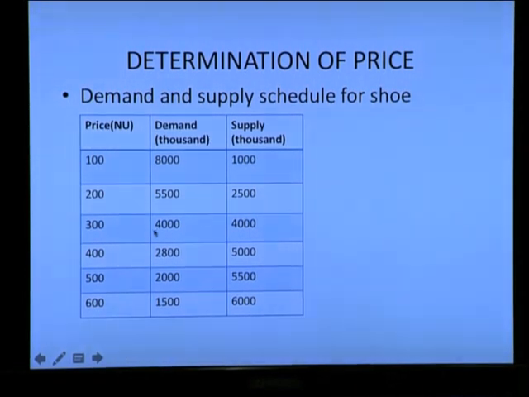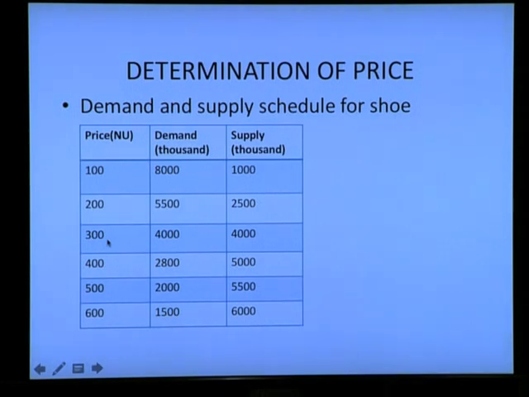To have a better understanding of the determination of price, we will look into the reasons why no other price than Nultrum 300 in this case can be the equilibrium price. Let's consider the prices that are higher than the equilibrium price. Let's take Nultrum 500. At Nultrum 500, you can see that the supply of shoes in the market exceeds demand. So here we have a situation of excess supply, or you can also say surplus.